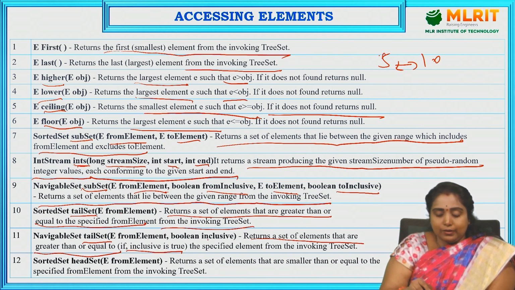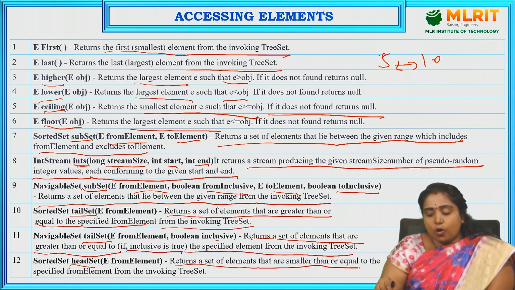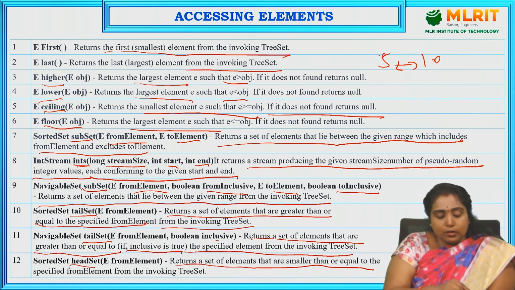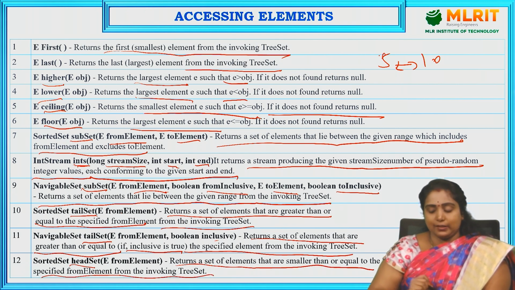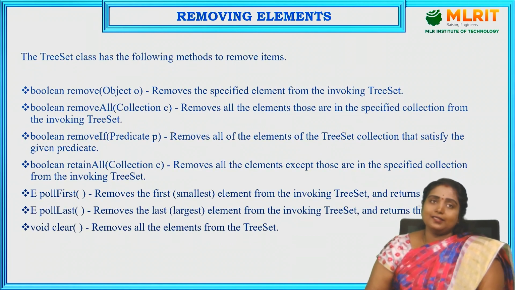If inclusive is true, if the condition is true, then it will return you the particular element. And next, headSet. It returns you a set of elements that is smaller than or equal to the specified element in the invoking TreeSet. So the next operation is removing elements.